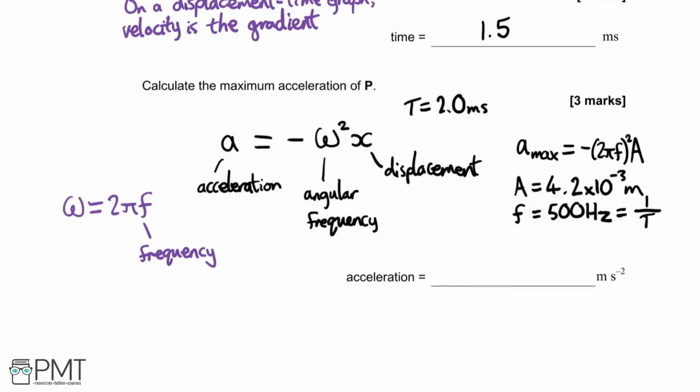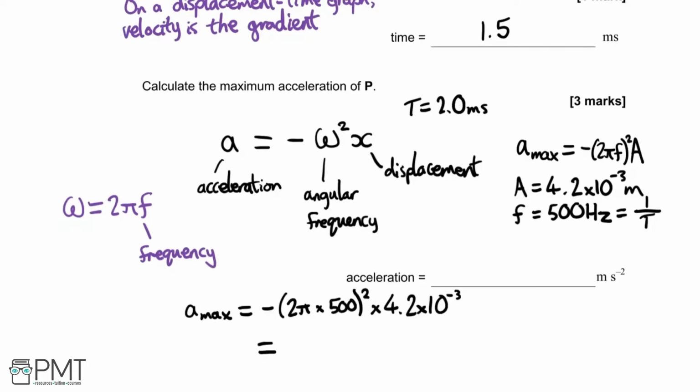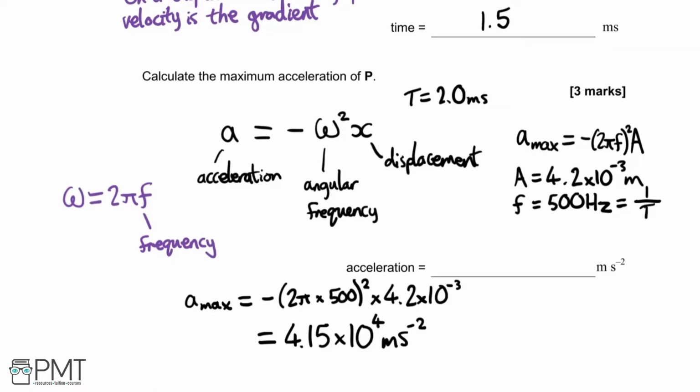So substituting those values in. So that gives us 4.15 times 10 to the 4 meters per second squared. Now, because the full answer is 41,452, if we're going to give that answer to two significant figures, it's going to need to be 41,000, which is 4.1 times 10 to the 4 meters per second squared.